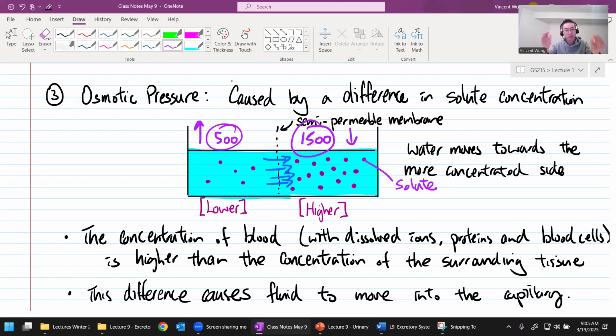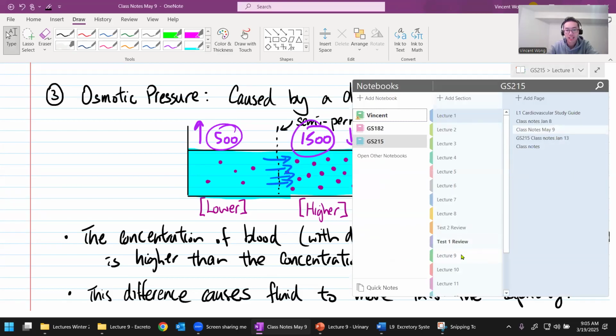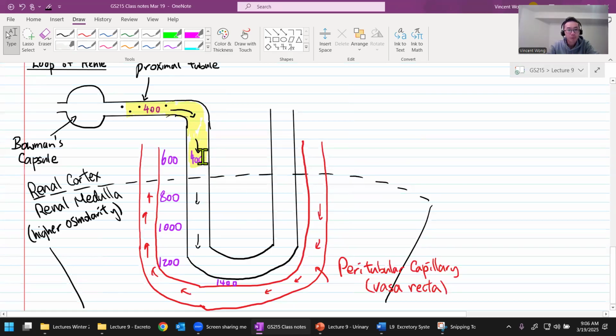So if the purple dots cannot move, if only water can move, water will always go from lower concentration to higher concentration. So back to our situation here, we have 400 osmolarity inside, 400 units of dots inside the filtrate and 600 outside. What's going to happen? Well, what's going to happen is that the water will move out. Water gets moved out. Okay?